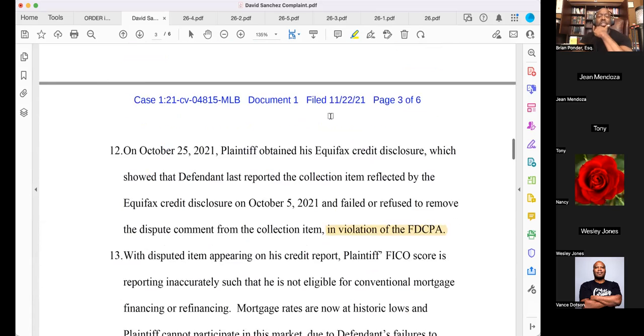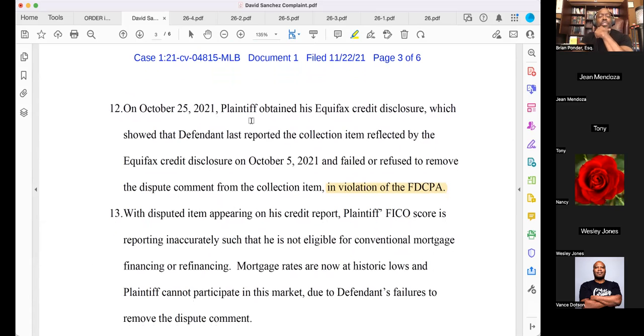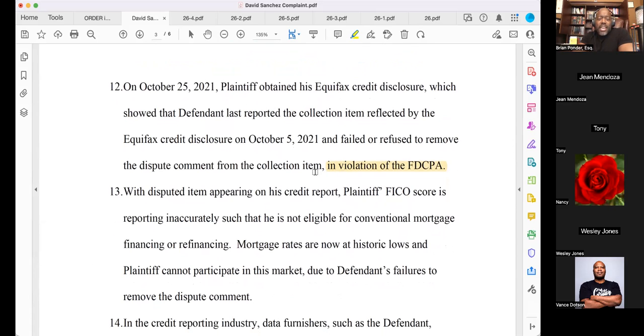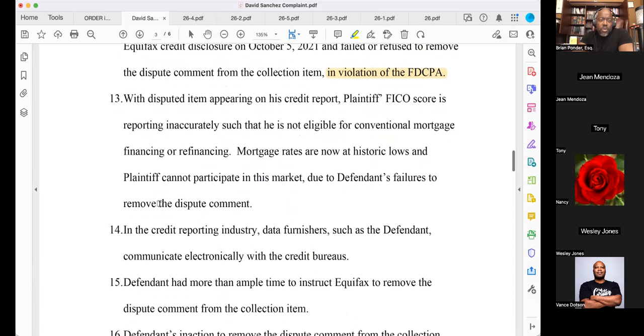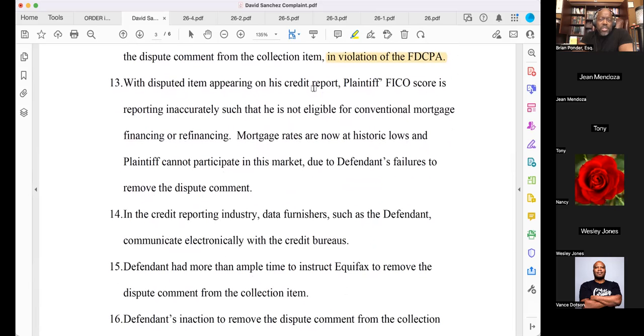Defendant received a letter on the 7th. Okay, the 25th, it got a disclosure. On the 5th, it was updated and it didn't have that dispute comment removed. With disputed item appearing on his credit report, now we call it credit report, which really should be consumer report, plaintiff's FICO score is reporting inaccurately such that he is not eligible for, okay. This doesn't make any freaking sense.